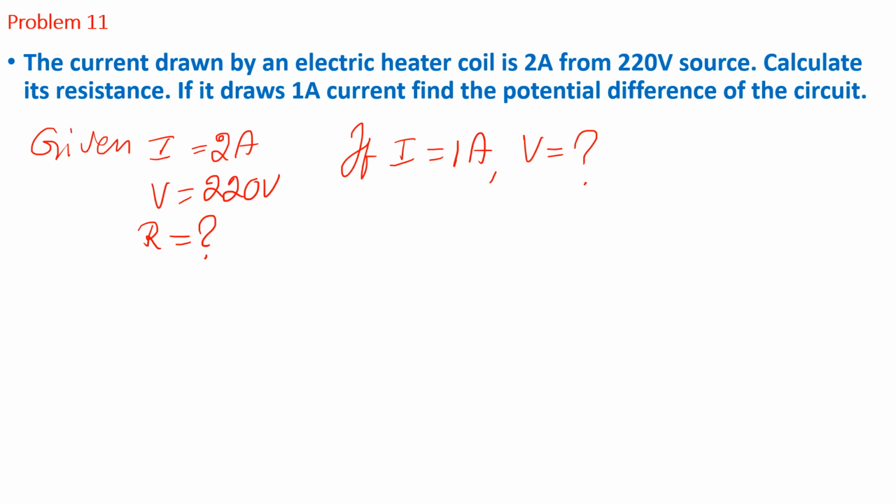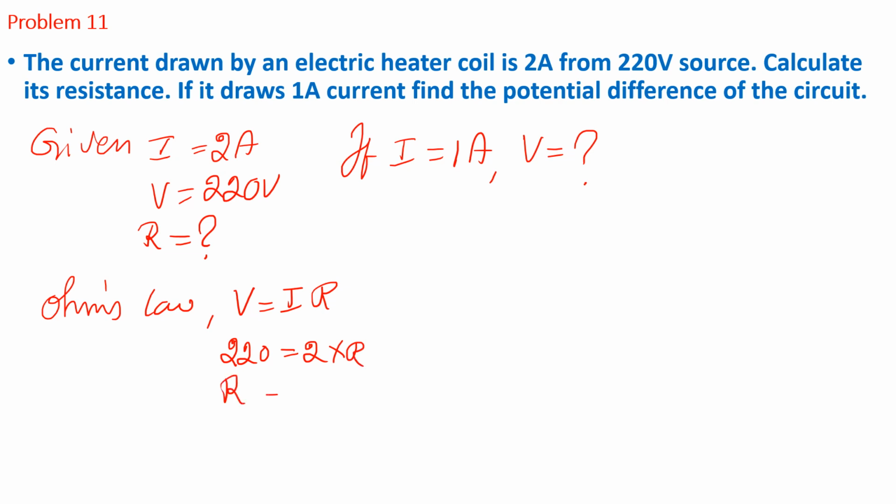I is equal to 2 amps. So V equal to 220 volt. So from Ohm's law we have V is equal to IR. So V is nothing but 220, which is equal to I, I is 2, into R.